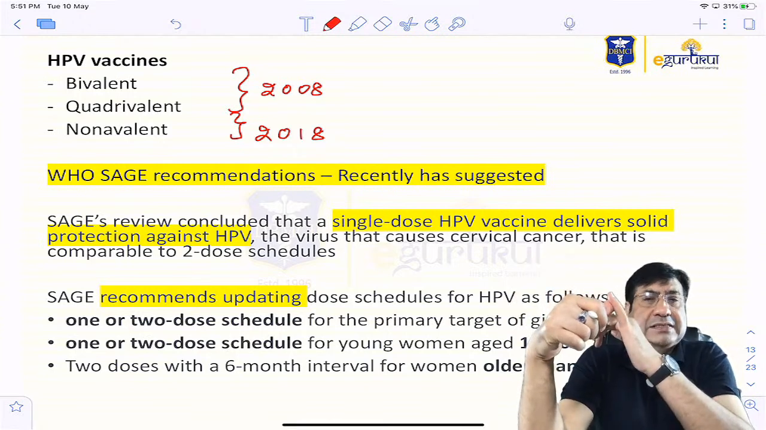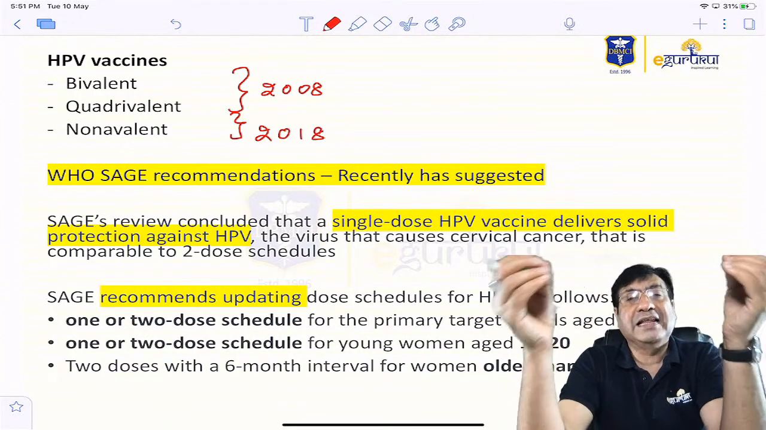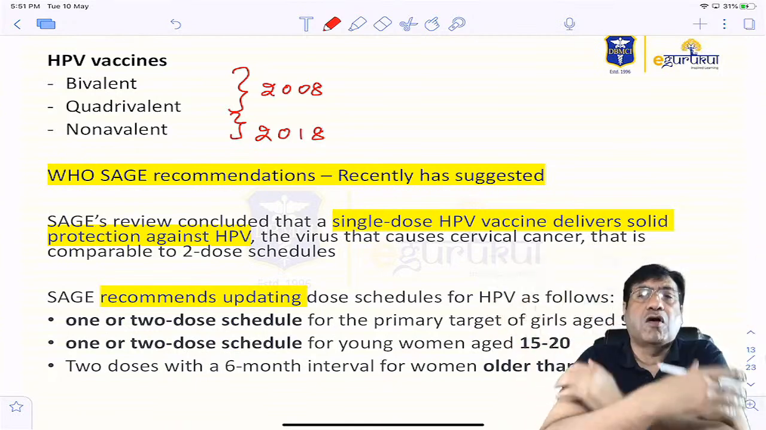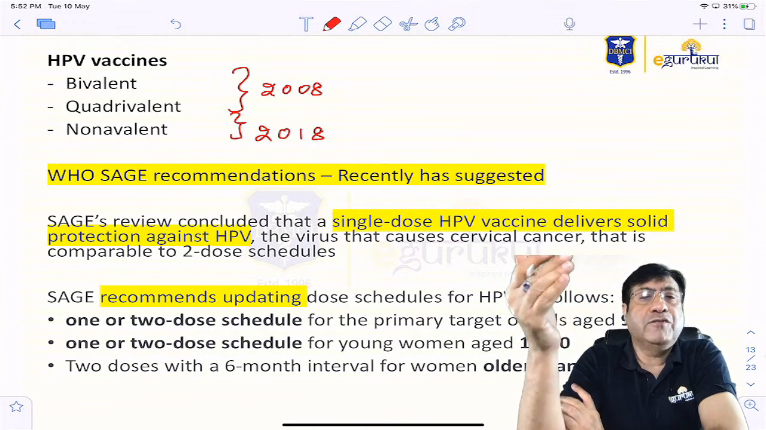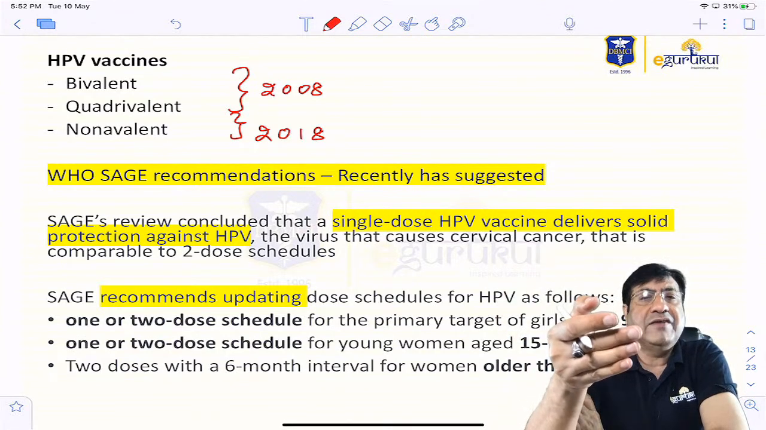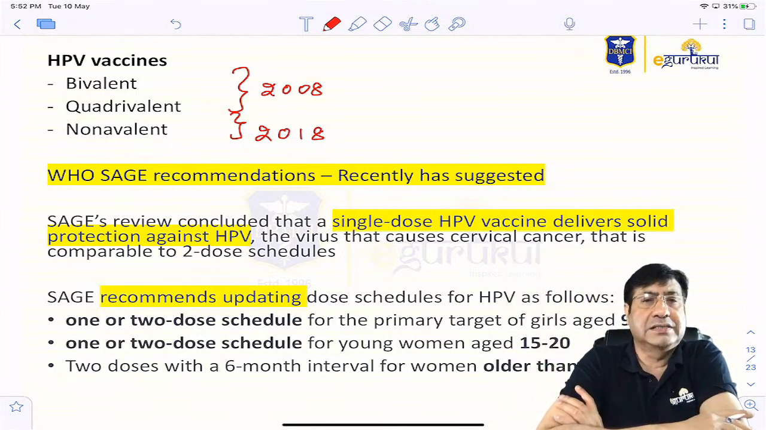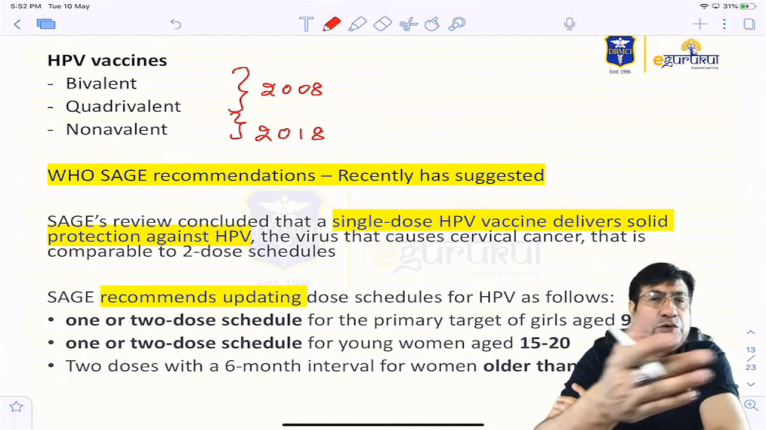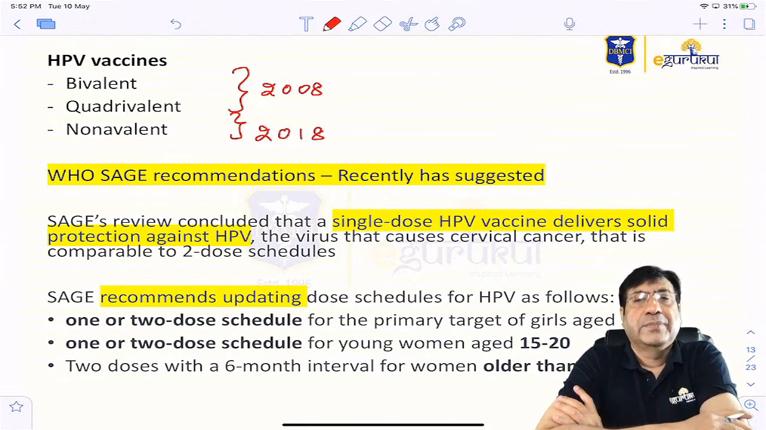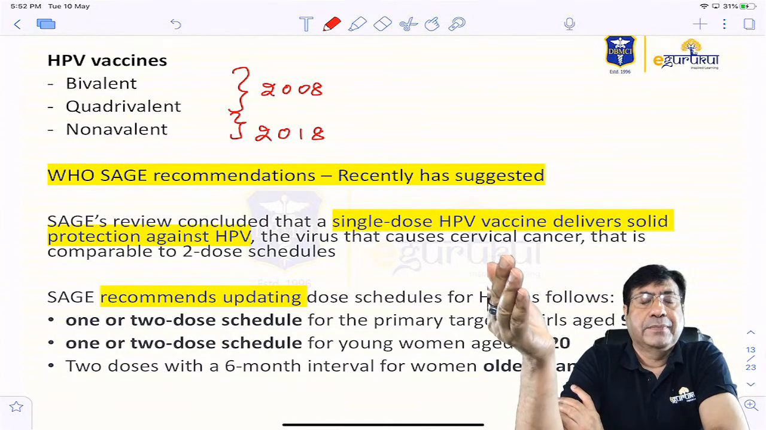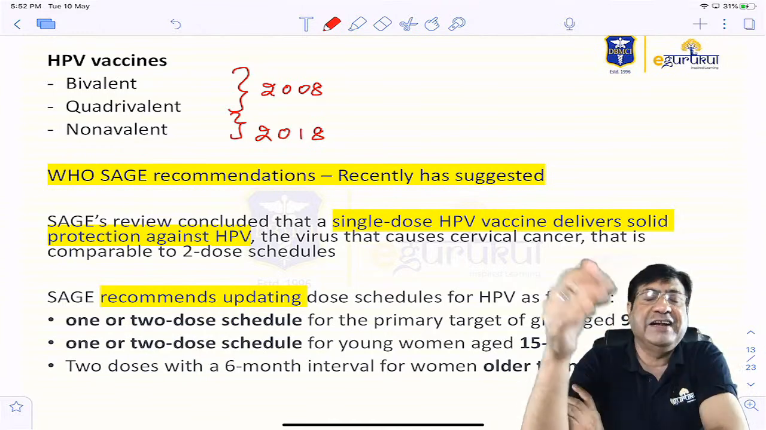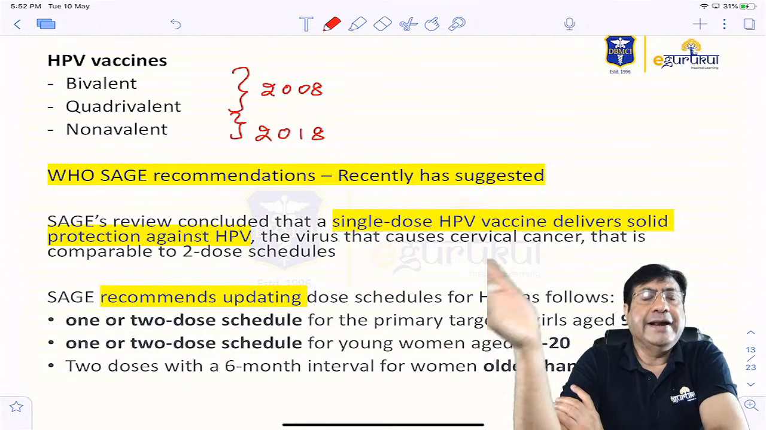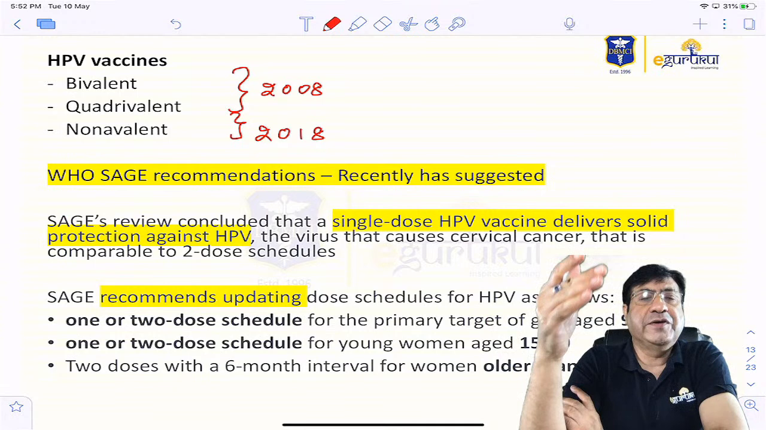Now, human papilloma virus, although it's one of the major causes of cervical cancers, is also a known cause of malignancies of the anus and penis. So it can affect boys as well, and you need to have protection for the boys as well. So while the bivalent and quadrivalent vaccines are licensed for use only for girls, the nonavalent vaccine, which was recently licensed for use, is being used for both boys and girls. The nonavalent vaccine is licensed for girls between 9 to 26 years of age, and it's licensed for boys between 9 to 15 years of age.